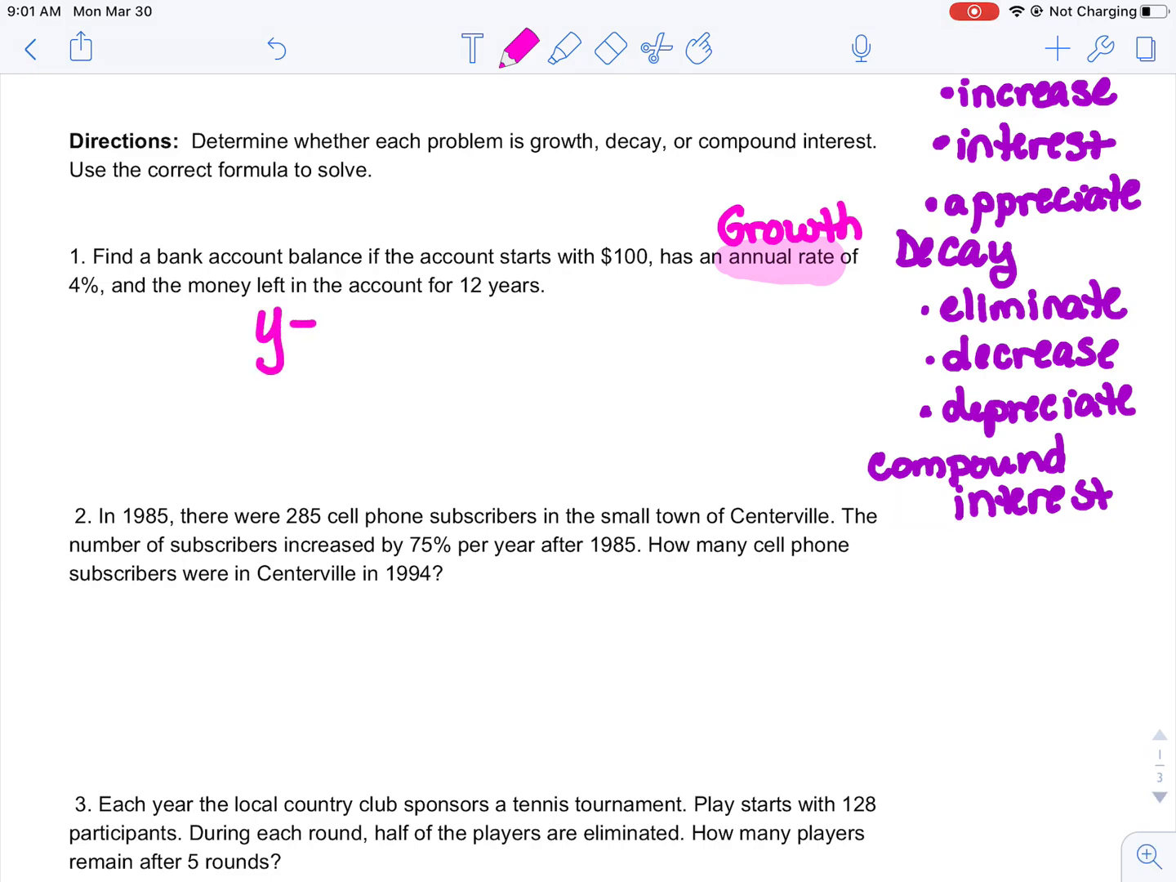So y equals a parenthesis 1 plus r raised to the t. Okay, so that's the growth equation. All right, let's go to number 2. In 1985, there were 285 cell phone subscribers in the small town of Centerville. The number of subscribers increased by 75% per year after 1985. I don't need to go any further. I see the word increased. Increased is growth. That's going to be my growth equation.